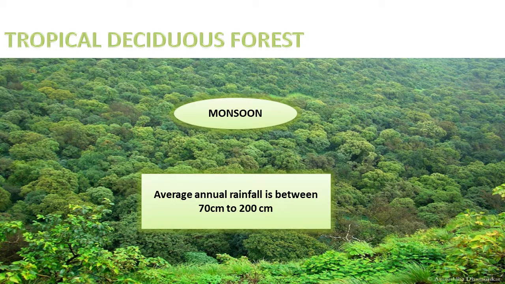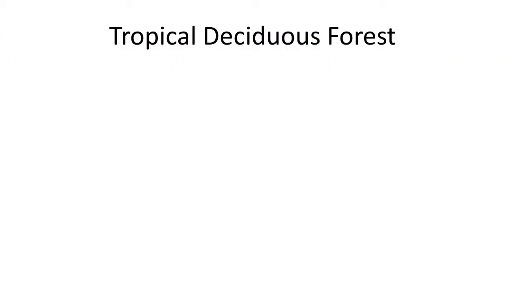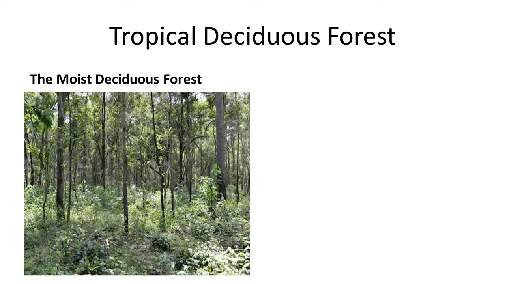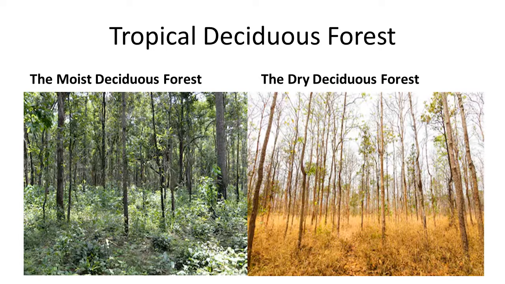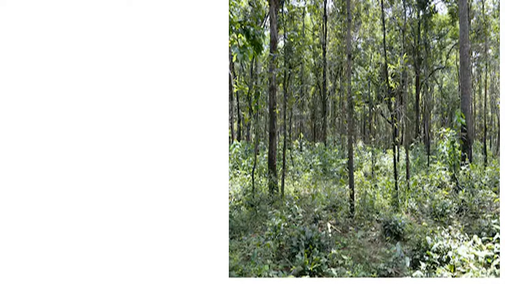distinct dry season. On the basis of the availability of water, the tropical deciduous forests are further divided into the moist deciduous and the dry deciduous forest. Now let's discuss the moist deciduous forest.